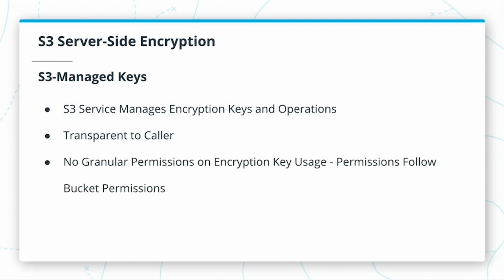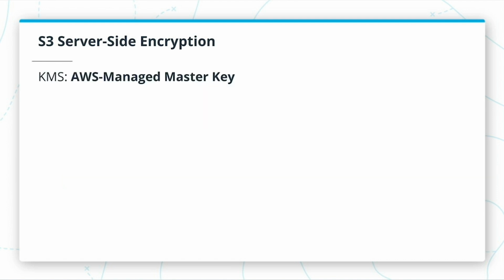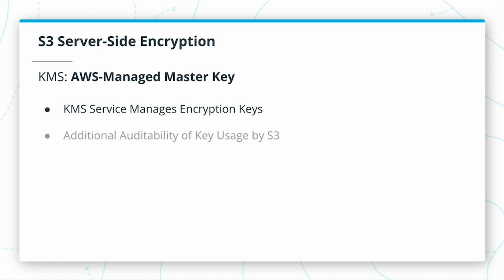It is important to keep in mind that with this option, anyone with read access permissions to the bucket and file will be able to make calls to the service to retrieve the file unencrypted. The second method is server-side encryption with AWS managed master keys stored in KMS. With this option, the caller will need to specify that KMS will be managing encryption keys for the S3 service. Keys are provisioned in KMS automatically when this option is used. This also provides additional auditability of S3's use of the encryption keys.